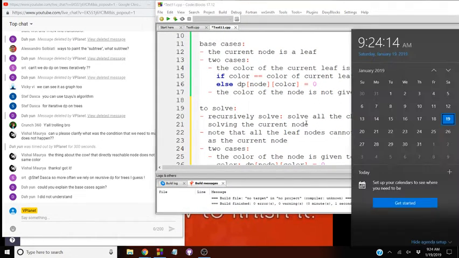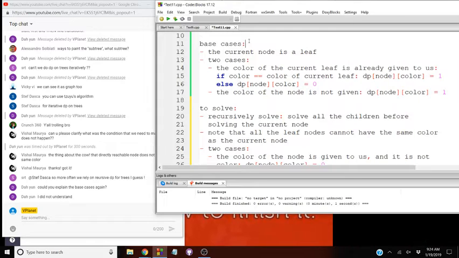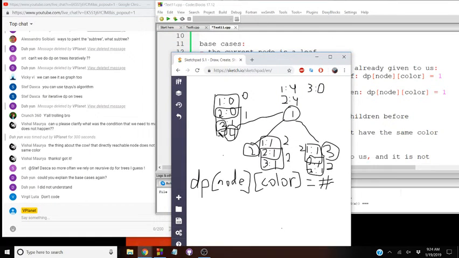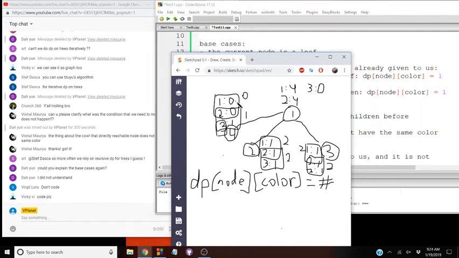Basically, the base cases are: if the current node is a leaf, then the color of the current leaf may already be given to us. In this case, we were already given that 4 is definitely colored to color 3. So since 4 has color 3, the number of ways for 4 to be color 1 is 0, the number of ways for 4 to be color 2 is 0, but the number of ways for 4 to be color 3 is 1.